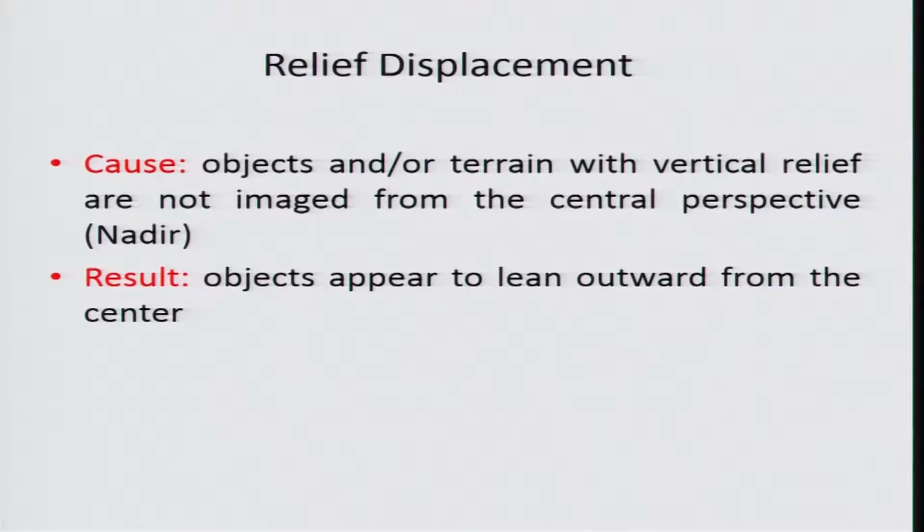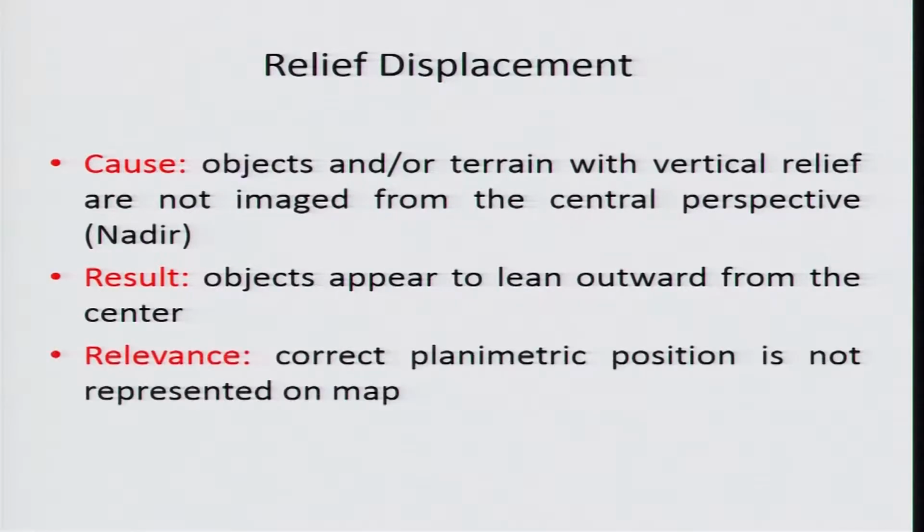This results in the objects appearing to lean outward from the center. The correct planimetric position is not represented on the map. So, these are the problems which we usually face when we are using aerial photos. But still, having the height of the aircraft or the datum with respect to the exposure point and the focal length, you can easily work out the relief displacement, and that's what we are going to look at today, how we can do that.